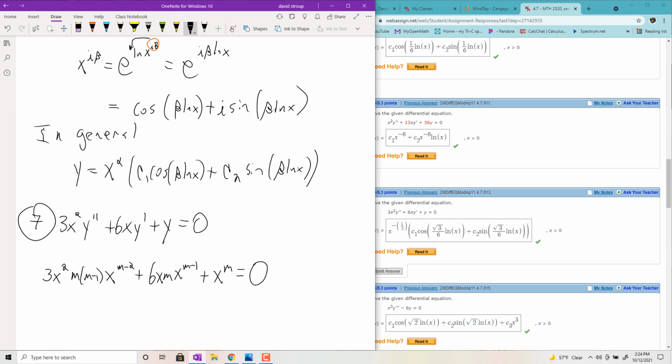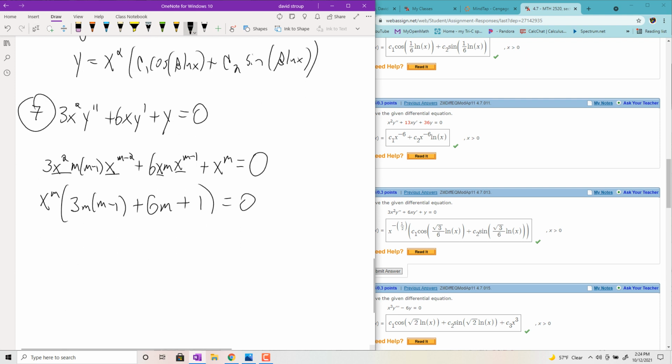That will equal 0. Factor out the x to the m portion. Of course, this times this will give you an x to the m, and this times this will give you an x to the m. You'll just be left with 3m times m minus 1 plus 6m plus 1 equals 0. Ditch the x to the m part, you get 3m squared minus 3m plus 6m plus 1 is 0. So you get 3m squared plus 3m plus 1 is 0.